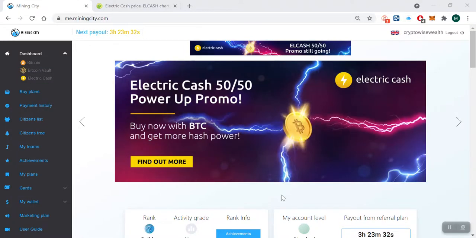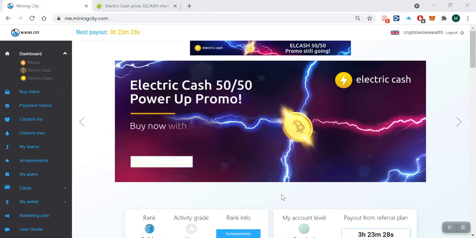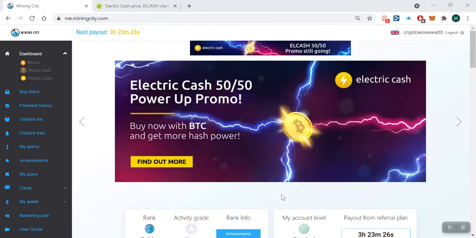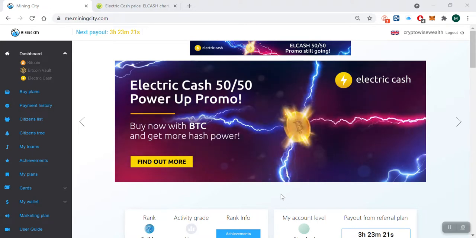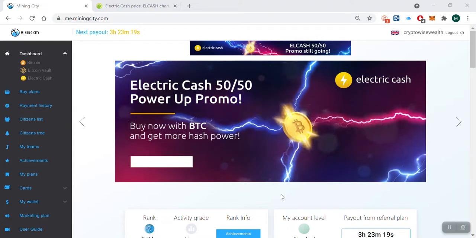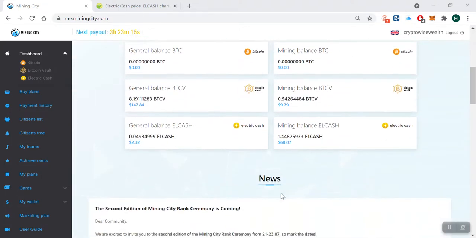I'm going to show you how to check your BTCV, that's Bitcoin Vault balance in Mining City, mining balance in Mining City. I've logged onto Mining City and I am on my landing page. When you scroll down, you are going to see a summary of your balances. The middle one is for BTCV.